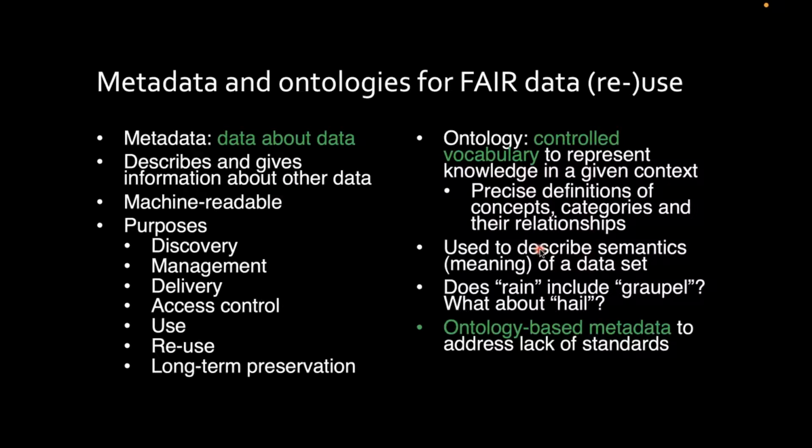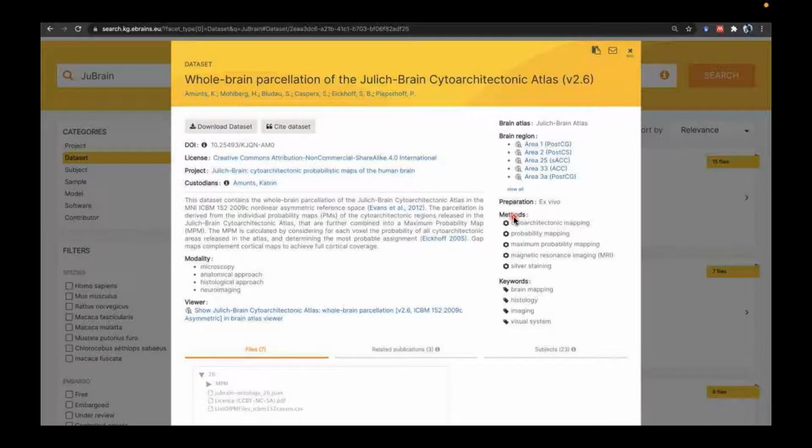So this describes what is in the data. And ideally, this is in a machine readable format, such that these processes of discovery, management, use, and reuse can be automatized as far as possible. And metadata often makes use of an ontology, which is a controlled vocabulary to represent knowledge in a given context. So precise definitions of concepts so that we can make sure that we are talking about the same things.